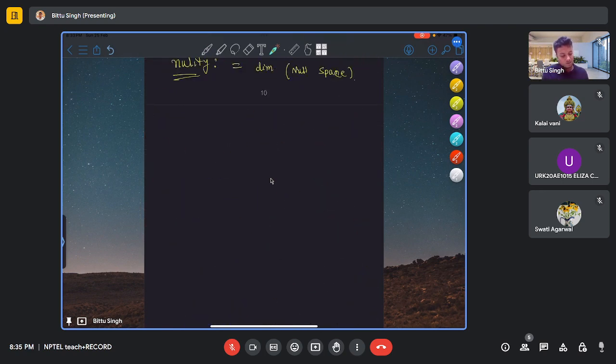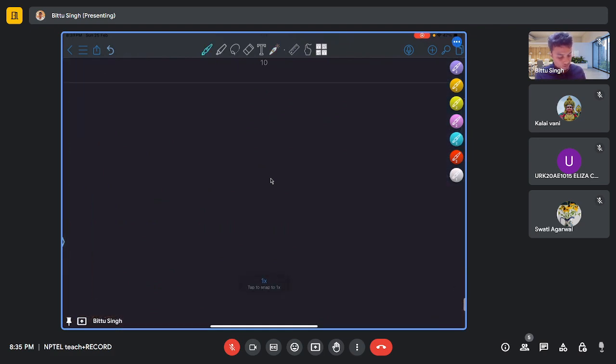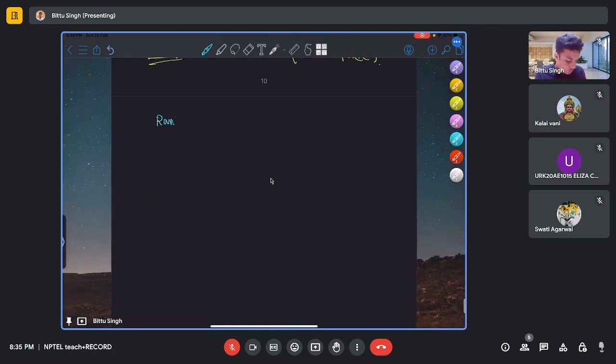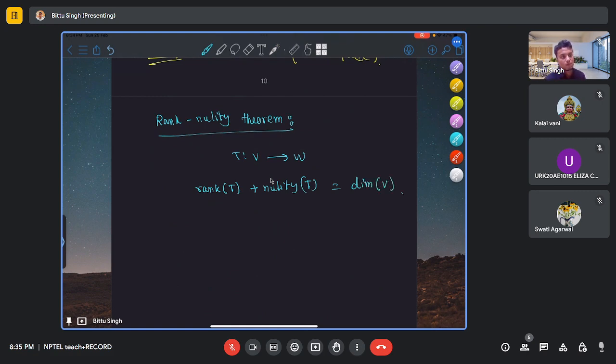So this is not a coincidence. This is actually a theorem. This theorem is called the rank nullity theorem. It says if T is a linear transformation from V to W, then rank of T plus nullity of T is the dimension of the domain, dimension of V. It is true for any linear transformation, not only for those particular linear transformations.